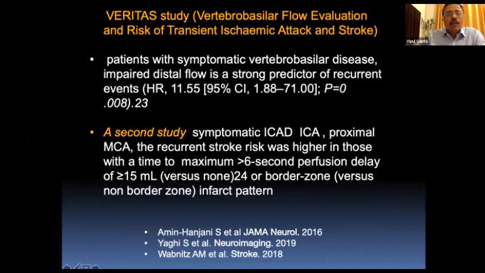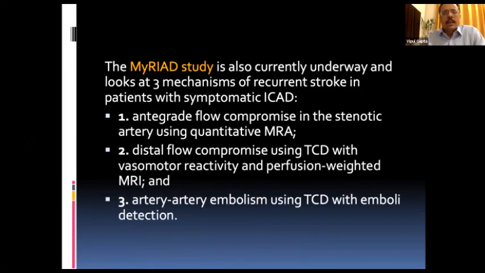Some studies have already shown that we have to study the hemodynamics in these patients, and they've shown that if there is an impaired distal flow, there is more chance of stroke, and maybe these are the kind of patients we should look for stenting angioplasty. Another study has laid out these parameters: when there's more than 6 second perfusion delay and more than 15 ml area and/or border zone infarct pattern, then there's more chance of repeat stroke. So we can use hemodynamics to decide which patients will have recurrent strokes and intervention will be needed.